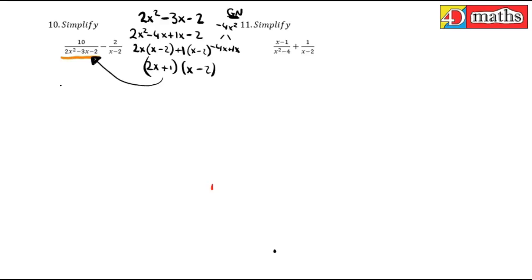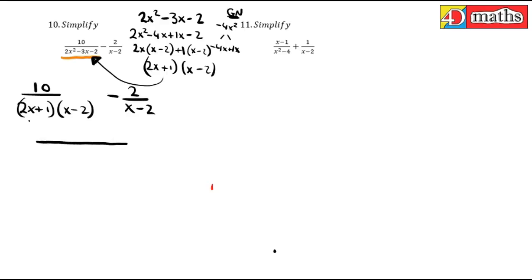Okay, so in fact I can rewrite this as 10 over 2x plus 1, x minus 2, minus 2 over x minus 2. So in fact our common denominator now doesn't actually have to be all of them, because these occur twice. I only write it in once. So what's the 10 multiplied by? Well, if you look what's underneath the 10, that's already there. So you don't have anything left over, so you just multiply it by 1.